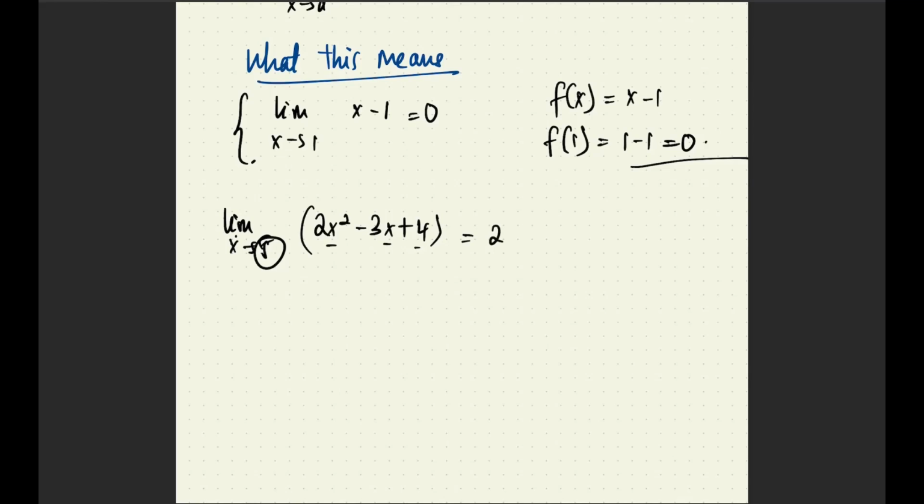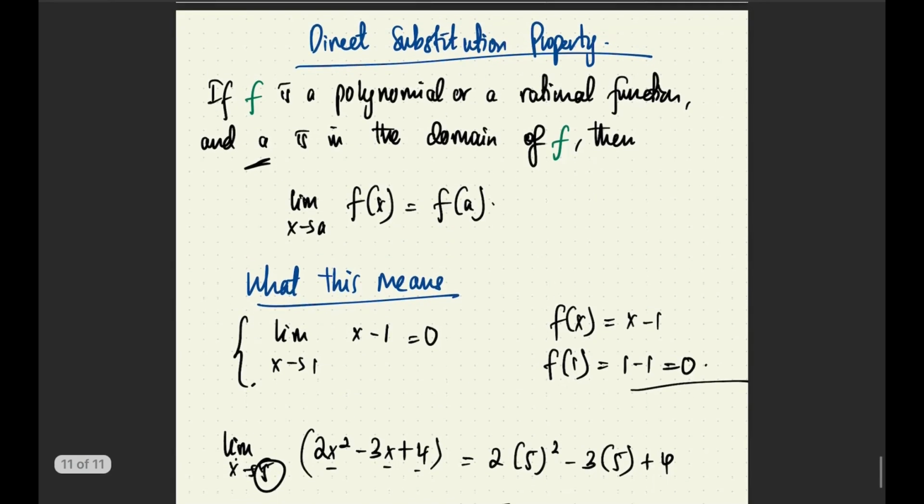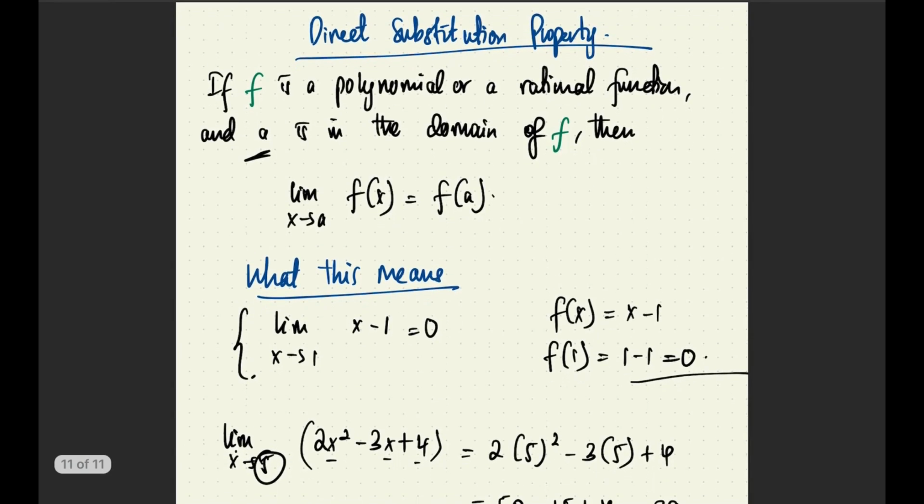Okay, so this is just 2 multiplied by 5 squared minus 3 multiplied by 5 plus 4. That gives us 50 minus 15 plus 4, which is 39. And guess what? This is the same answer that we got using, I don't know, 3 or 4 different types of limit laws. So in this way, using the direct substitution property, it becomes much simpler to solve limits, because what we have to do is just plug in the value that x is approaching, plug in this a value into the function, and that gives us the limit.